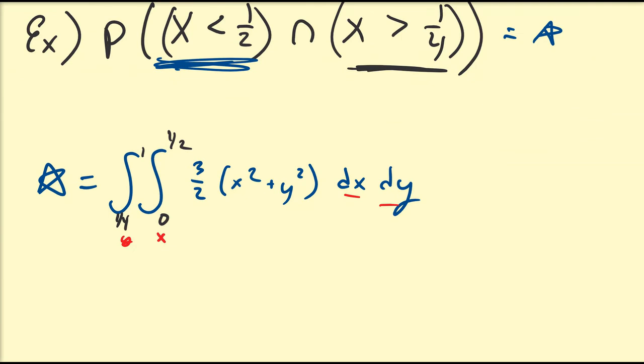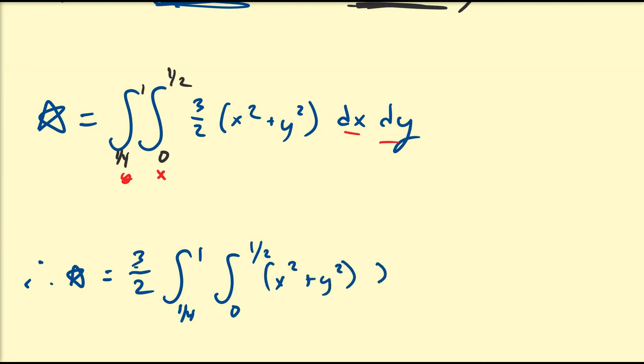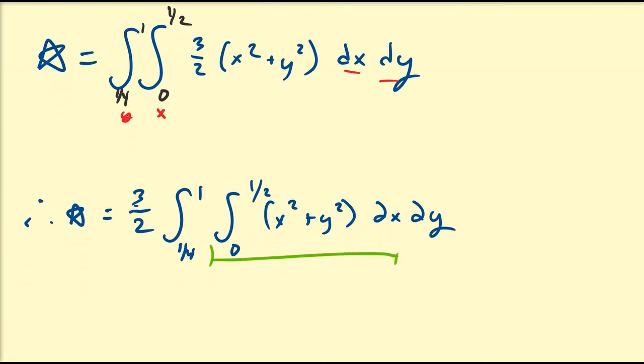All right, so now let's do our integration. Let's pull out our 3/2, just to make things a little bit cleaner for us. You don't have to if you don't want to. So we have the integral from 1/4 to 1 of the integral from 0 to 1/2 of x squared plus y squared dx dy. We're going to be focusing on x first, so y is going to remain as a constant.